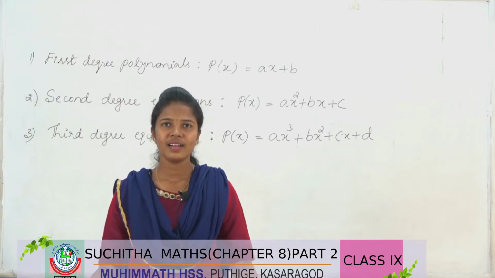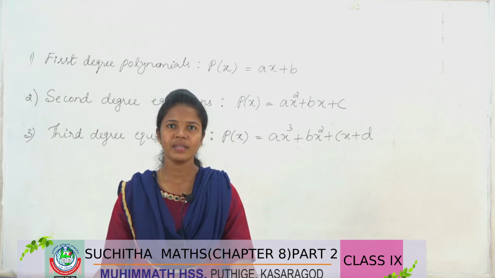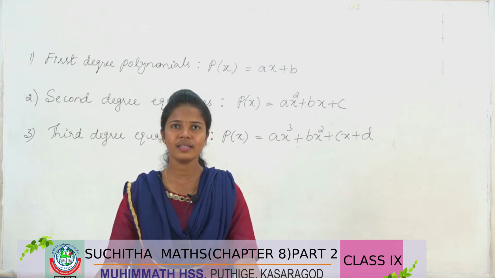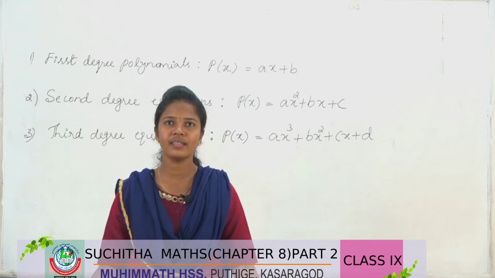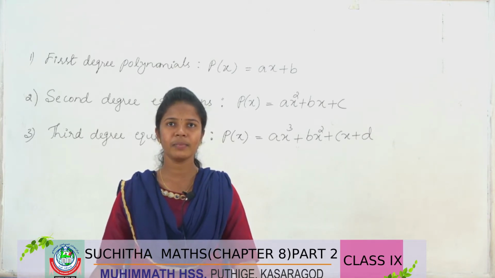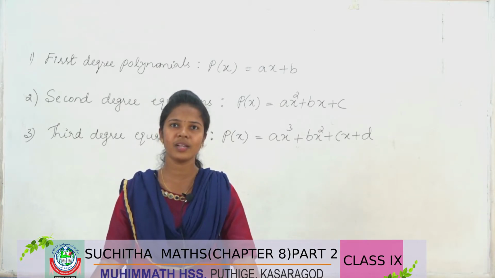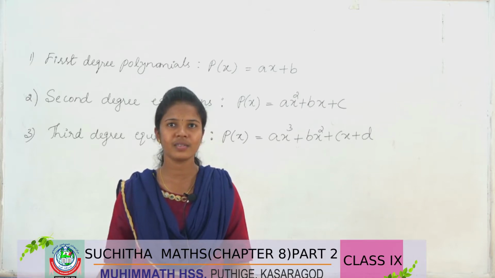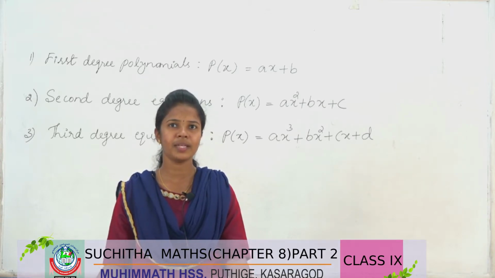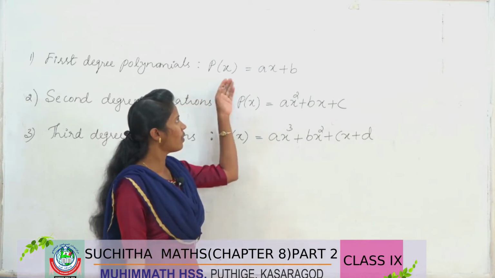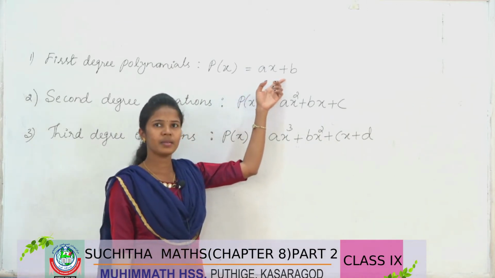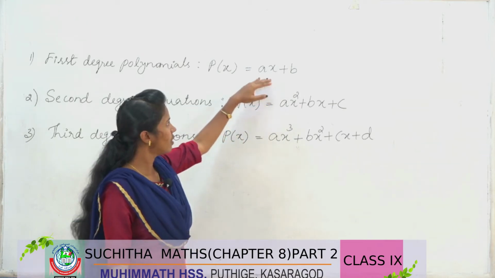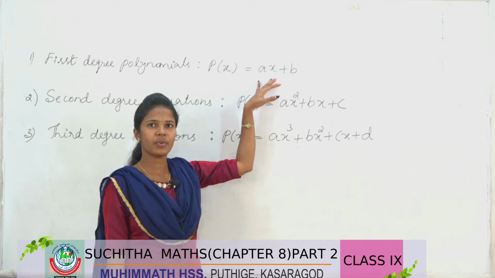Students, in the last class we learned about the 8th chapter, polynomials. In that chapter we studied first degree, second degree and third degree polynomials. What do you mean by first degree, second degree and third degree polynomials? Yes, the polynomials with degree 1 are called first degree polynomials, and the general formula is p of x equal to ax plus b. Here the degree of x is 1, so this polynomial is a first degree polynomial.